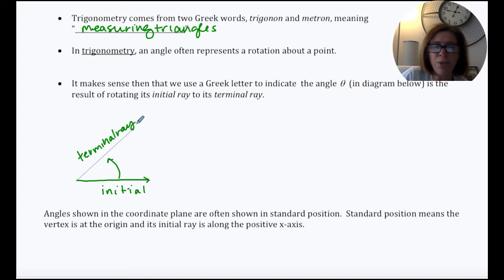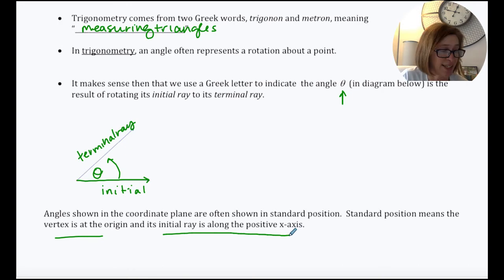And in trig, we don't really use x all that much. When we're talking about the angle, we give it the Greek letter theta. So this would be angle theta, and I could draw that in the coordinate plane. I don't necessarily have to, but I could, okay? Again, I will remind you, angles shown in the coordinate plane are often shown in standard position. It means the vertex is at the origin and the initial ray is the positive x-axis.